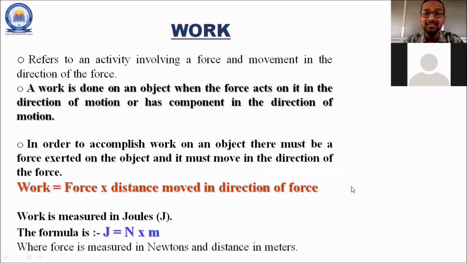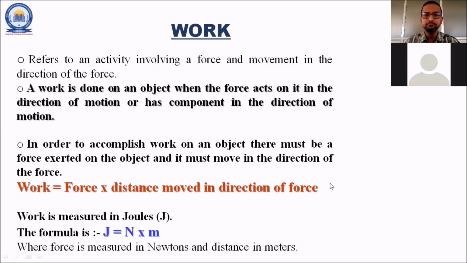Moving further, the next interesting topic, that is the work. You are well aware of this term. Work refers to an activity involving a force and the movement in the direction of force. So work is done on an object when the force acts on it in the direction of motion, or the component in the direction of motion. Mathematically, work is equal to force into distance moved in the direction of force. The work is generally measured in terms of joules. So that is J is equal to Newton into meter.